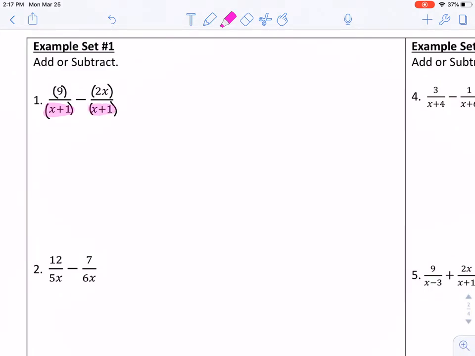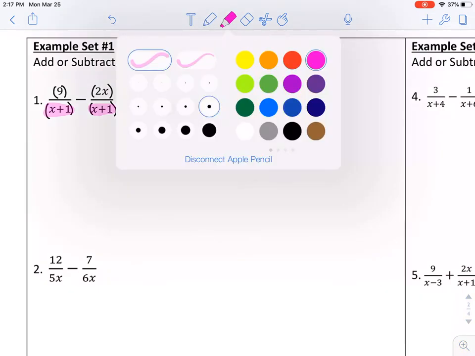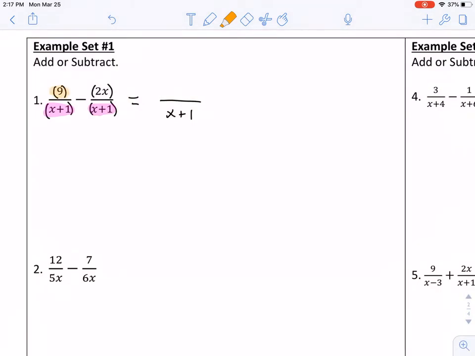And looking at the denominators, they are the exact same. So therefore, x plus 1 is going to be the denominator of our answer. And so now you look at the numerators. We've got 9 minus 2x, which gives us our answer of 9 minus 2x over x plus 1.